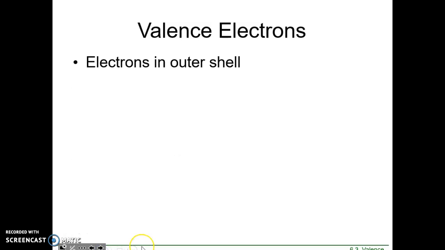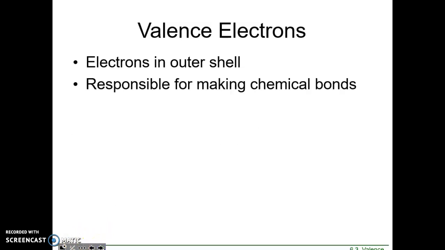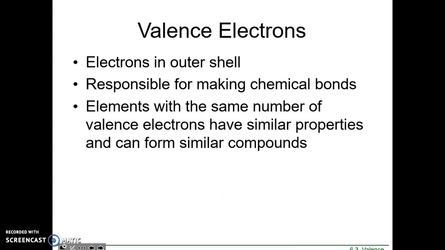This is Chemistry, Chapter 6, 6.3, the valence electrons. So please write this down. Valence electrons are electrons in the outer shell, and those are the ones responsible for making chemical bonds. Another really important concept is elements with the same number of valence electrons have similar properties. So you want to put that into your brain. And elements with the same number of valence electrons can form similar compounds. They react in a similar way. So you want to make sure that goes in your brain too.